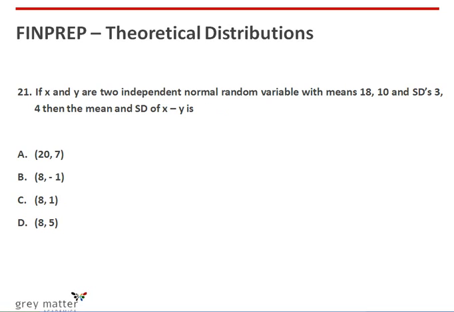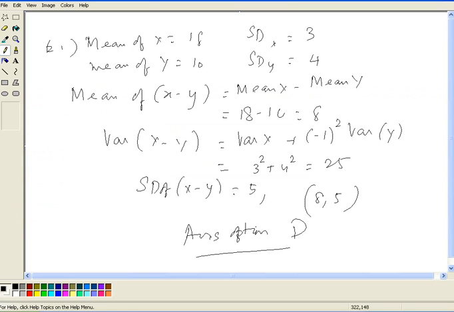21st problem, if x and y are two independent normal random variables with mean 18, 10 and SDs 3, 4, then the mean and SD of x minus y need to be computed. We know that mean of x minus y is mean of x minus mean of y, which is 18 minus 10, 8. Variance of x minus y will be variance of x plus minus 1 whole squared variance of y, which works out to be 25.